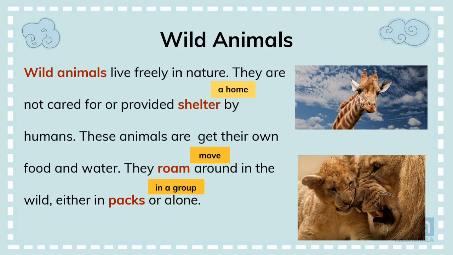Here, three new words are introduced and they are marked in red color. Let us understand the words by learning their meanings. The first one is shelter, which means a home, a place of living. And the second one, roam, which means move around. And the third new word is packs. Packs means in a group. Groups are called packs.